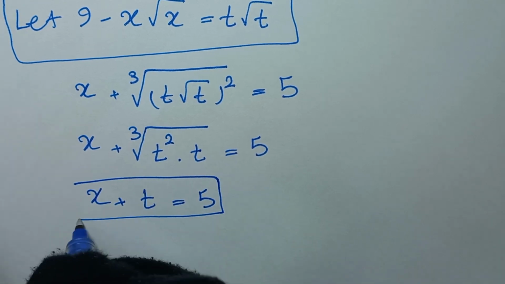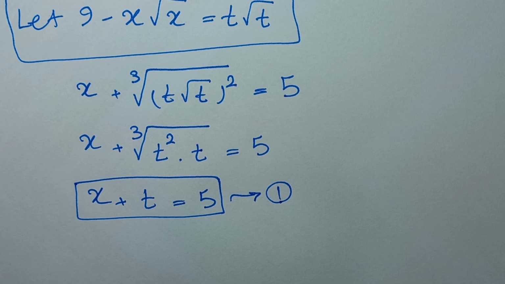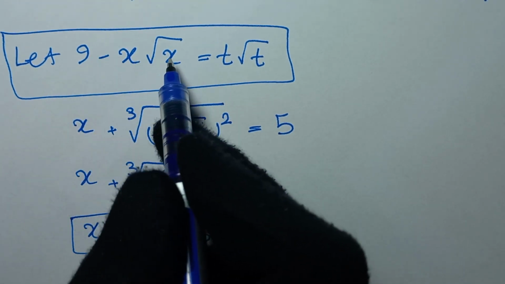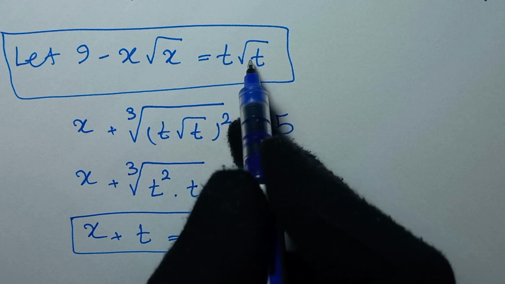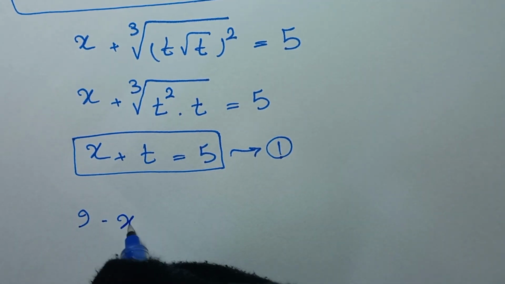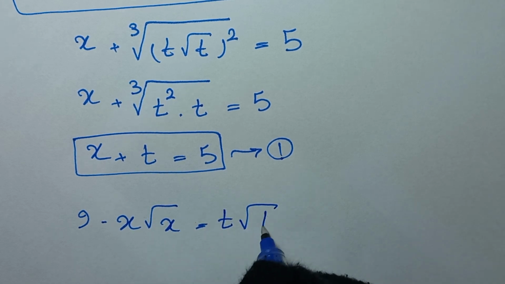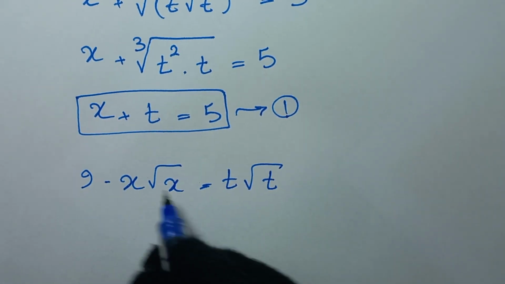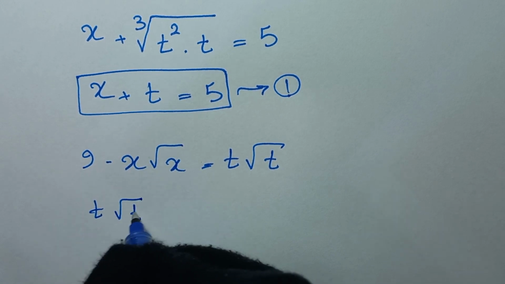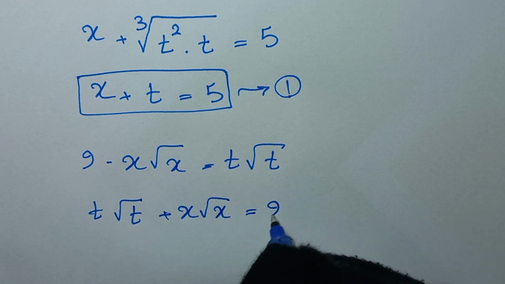So we write here x plus t is equal to 5, and we call this equation 1. In the next step, from 9 minus x square root of x is equal to t square root of t, we take this to this side and it will be t square root of t plus x square root of x is equal to 9.